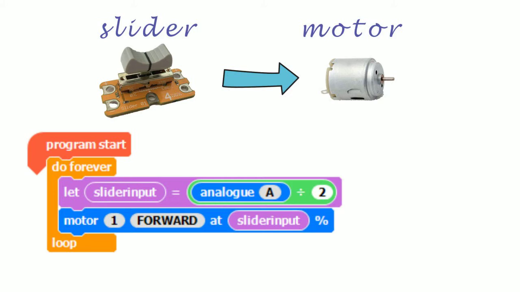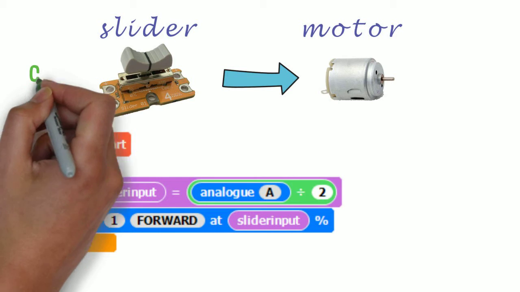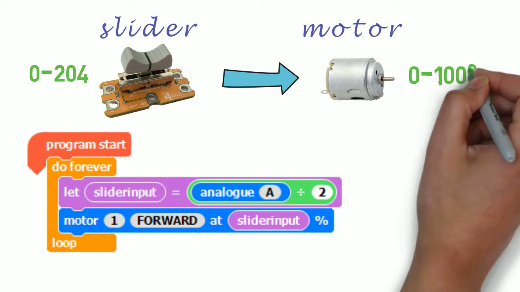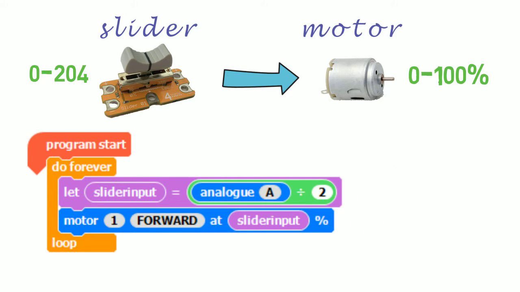Slider ranges can vary from slider to slider, within a range of about 0 to 255. This slider inputs a number in the range of 0 to 204, changing as you slide it up and down. It's got 0 at one end and 204 at the other end. The Crumble motor has a power setting of 0 to 100% power.